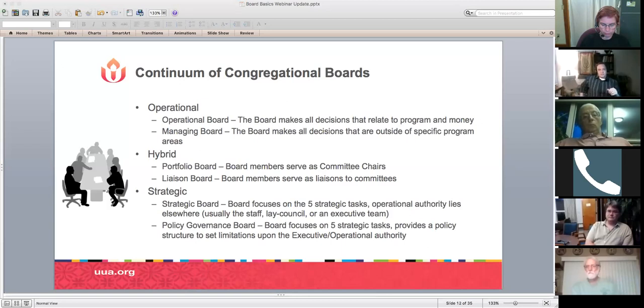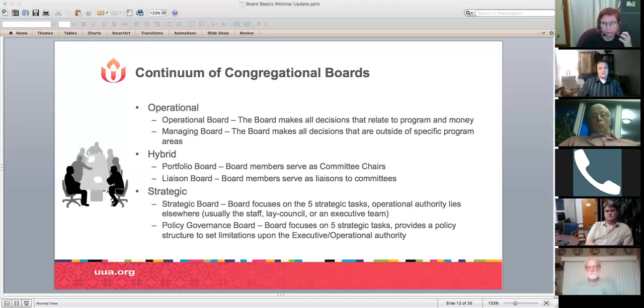The two types of boards that I finish with are at the more strategic end of that continuum. And the first one is what I call a strategic board. A strategic board is one that, regardless of the structure, focuses the majority of their time, in some ways the overwhelming majority of their time, on the 5 key strategic tasks and not on congregational operations.